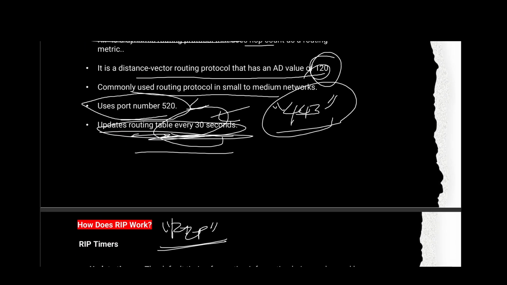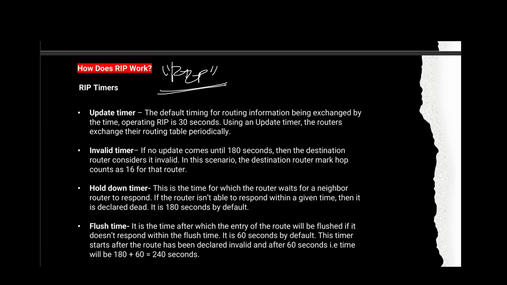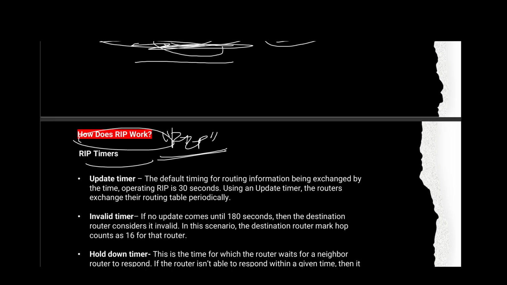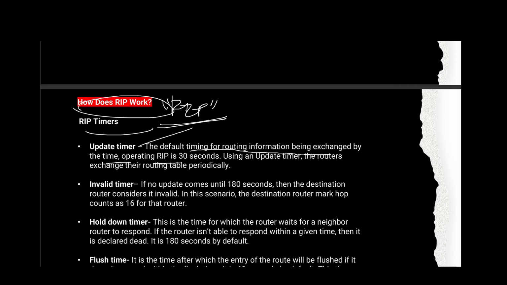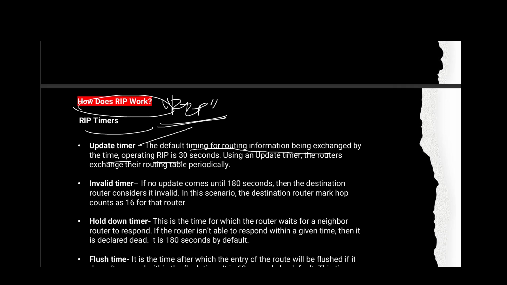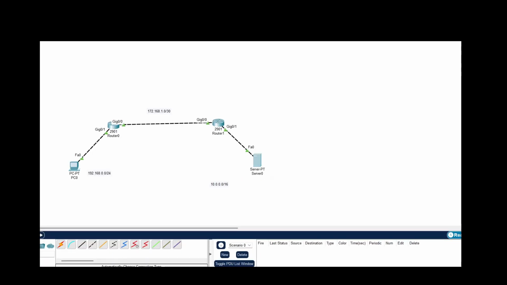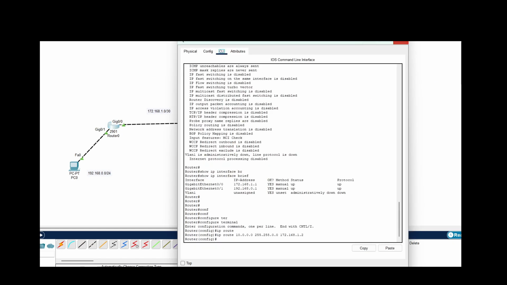As you can see here, it also shows how RIP works. We do have specific timers, like this one, the update timer. The default timing for routing information being exchanged by devices operating RIP is 30 seconds. Using the update timer, the routers exchange the routing table periodically. The configuration for RIP is very easy, so let me just configure that one here.